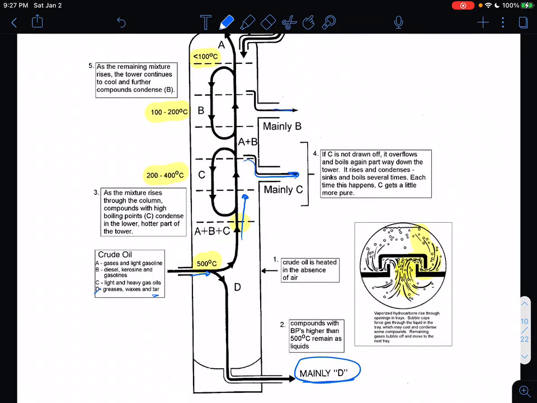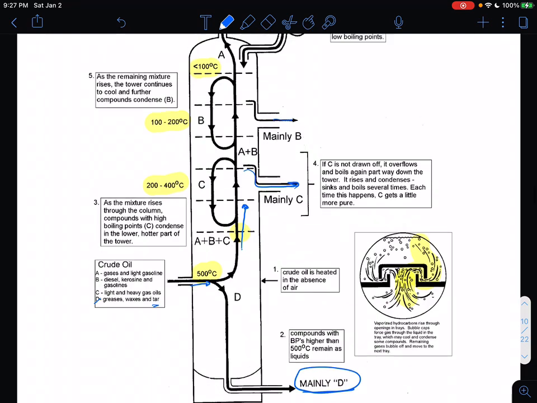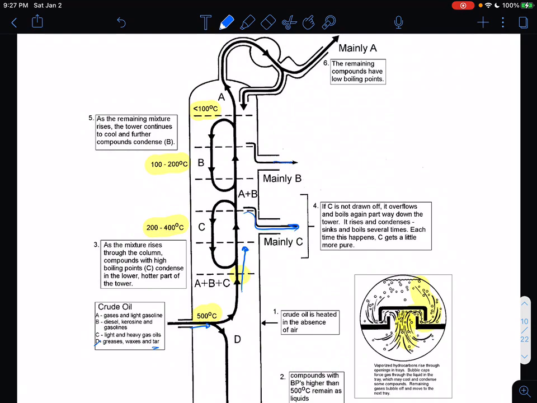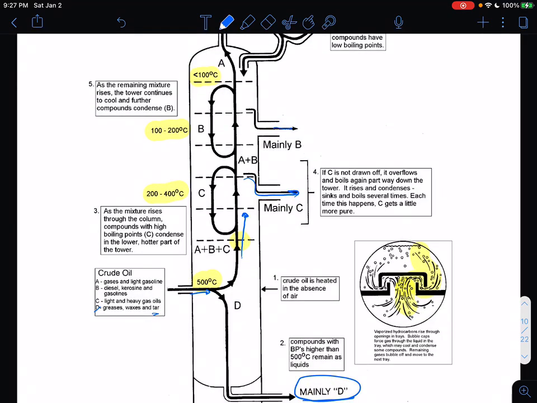The key thing to remember is that the longer hydrocarbons are going to condense out at lower places on the fractionation tower than the shorter ones because they have higher boiling points. So when you cool them down, they will condense out faster.